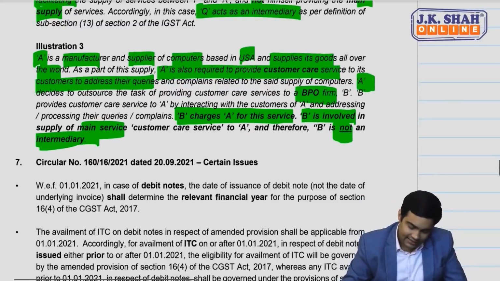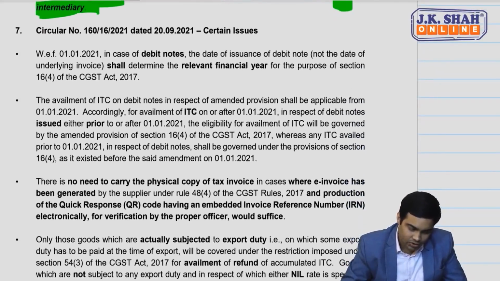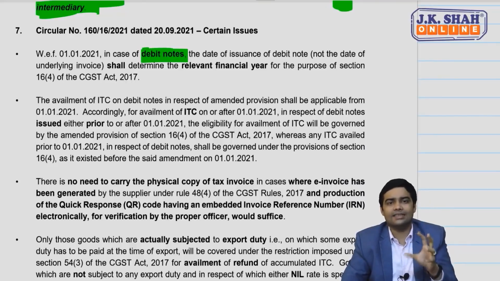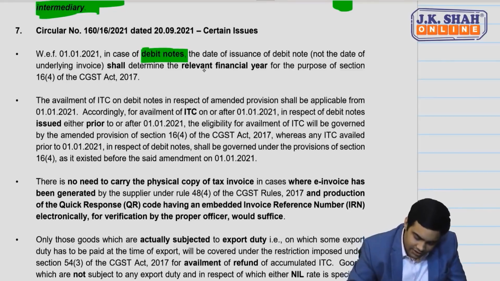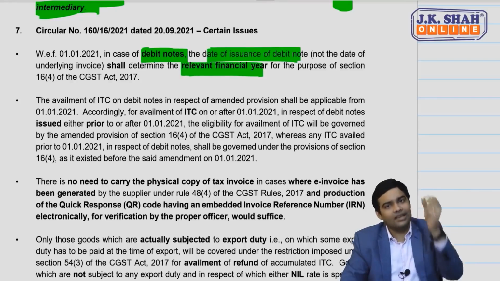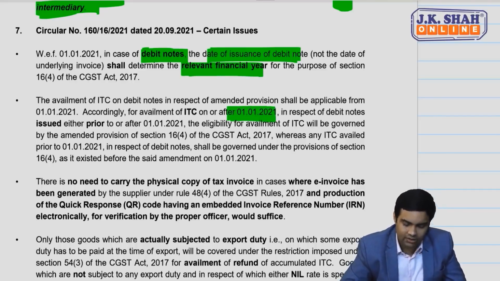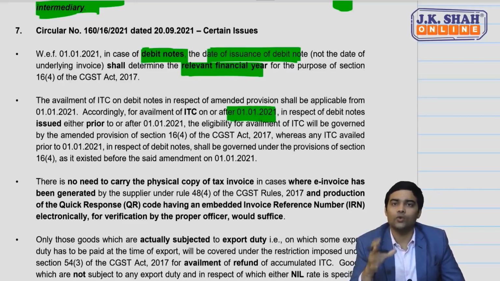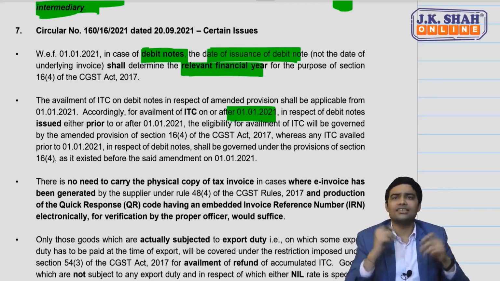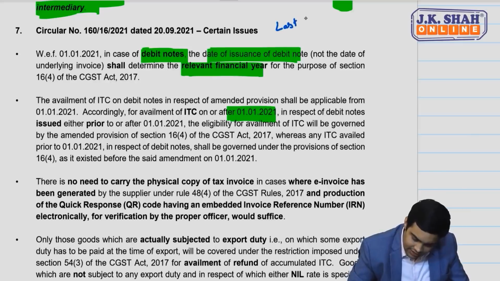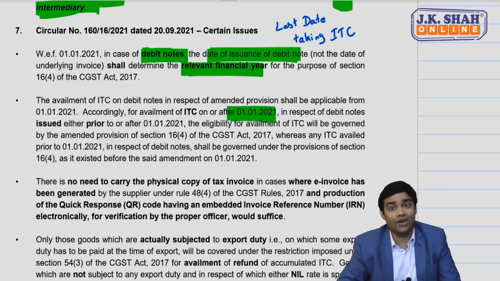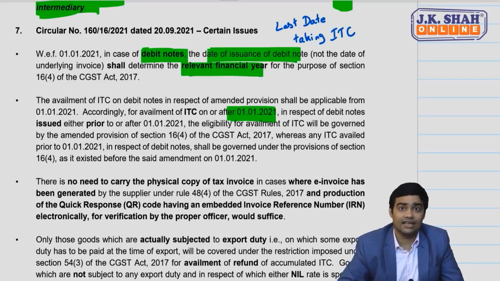Then again a circular which came on 20th September 2021. Let's see what it said. Certain issues were clarified, like debit note. For a debit note, you will take ITC based on the debit note date or invoice date. Sir, the debit note date will be used and the relevant financial year of that debit note will be used. Are you clear with this? This was an amendment brought on 1st Jan 2021. So for any debit note issued after 1st Jan 21, you will see the debit note date and not the main invoice date to check the relevant financial year. Why is it important? Because there is a last date for taking ITC. Do you remember the last date for taking ITC? Due date for filing the September month return after the financial year, or date of filing annual return, whichever is earlier.